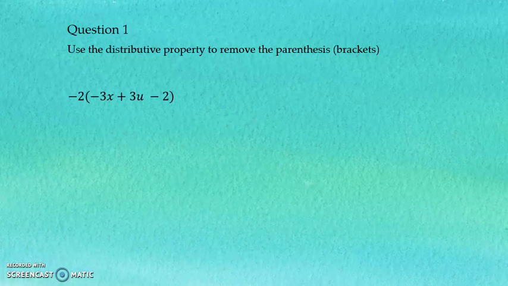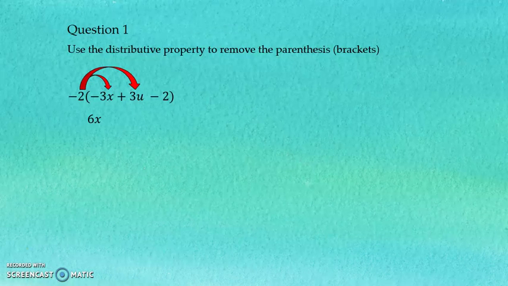Okay, question 1. Use the distributive property to remove the parenthesis. Here, minus 2 is the term outside the bracket, and we're going to multiply it by all the terms that are inside the bracket. Minus 2 times minus 3x is plus 6x. Minus 2 times 3u is minus 6u. And minus 2 times minus 2 is plus 4.